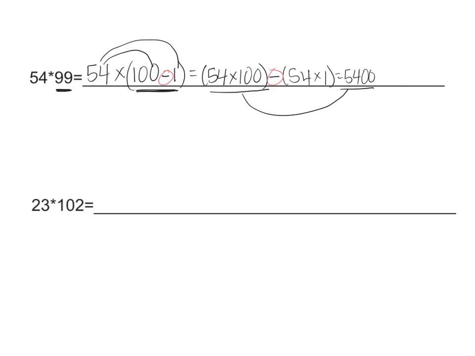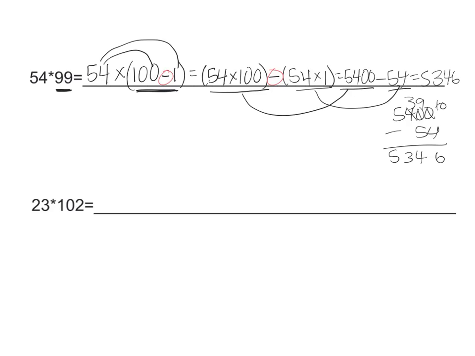minus 54 times 1 is equal to 54. I do my subtraction and get 5,346. Next one, once again, making an easier problem. 23 times 100, but let's make sure this equals 102. So I need to do 100 plus 2.